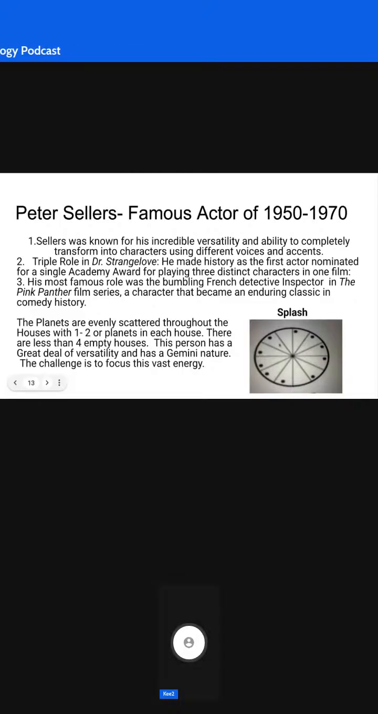There are less than 4 empty houses. In this picture, you can see 2. This person has a great deal of versatility and has a Gemini nature. Now, they may not be a Gemini, but they're representing a Gemini nature. The challenge is to focus this vast energy, the splash.